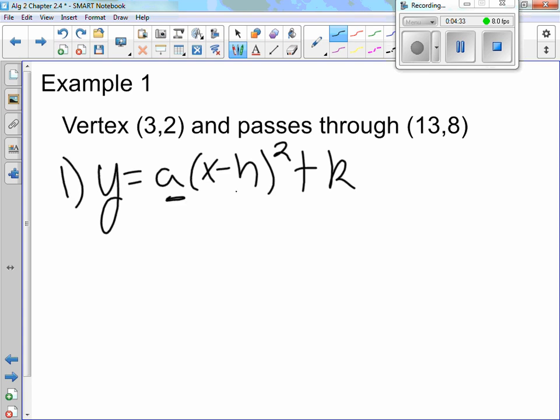Well, we have A, H, and K, yes? X and Y we don't really count as variables. They are variables, but they're standard. They're going to be there.